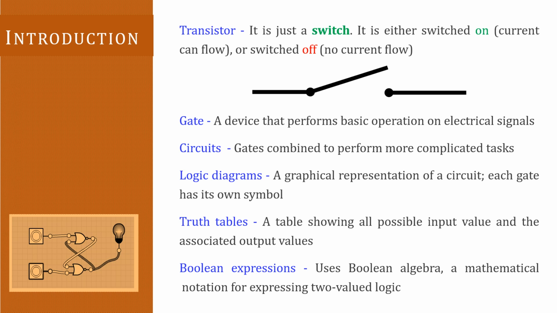Logic diagrams are the graphical representation of a circuit, and in this diagram each gate can be represented using its own symbol. Truth tables is a table showing all possible input values and the associated output values. Boolean expressions use Boolean algebra, a mathematical notation for expressing the two-valued logic.